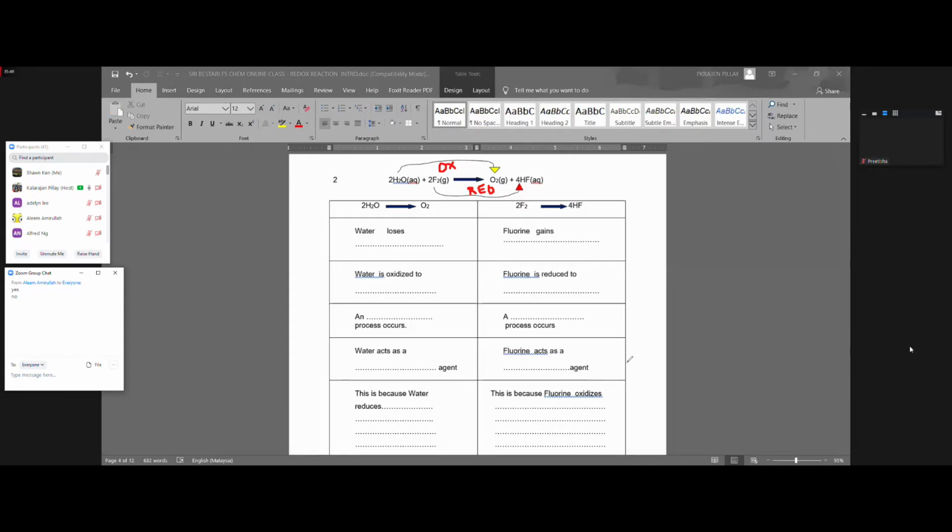Okay, Elisa, try. Water loses what? Hydrogen. Water loses hydrogen, you can see. Fluorine is F2, and it gains hydrogen. So now we're talking in terms of hydrogen only. When you lose hydrogen, of course, it's oxidation. So water is oxidized to what? Oxygen. O2 is oxygen gas. And fluorine, F2, is reduced to hydrogen fluoride. Two words, hydrogen fluoride.